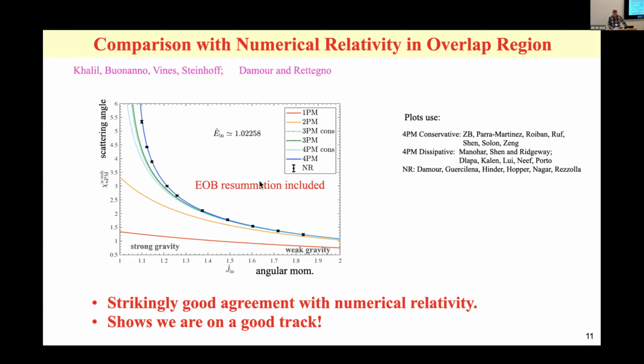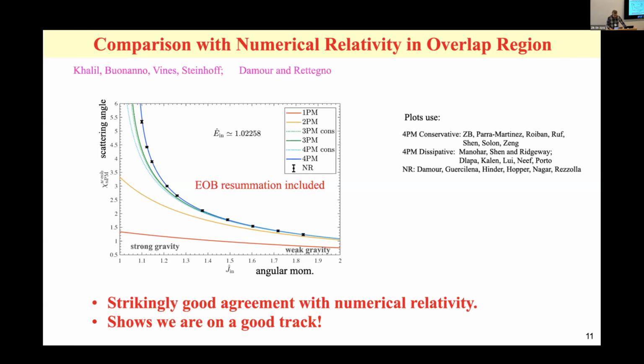This includes a certain resummation that I'm not going to explain here. But the basic idea is these points represent numerical relativity, and this blue line represents an example using the fourth post-Minkowskian order. It's the fourth order of perturbation theory that's included in here. This thing looks really good, but it ain't good enough. The only thing this tells us is we've got to go on to the next order.